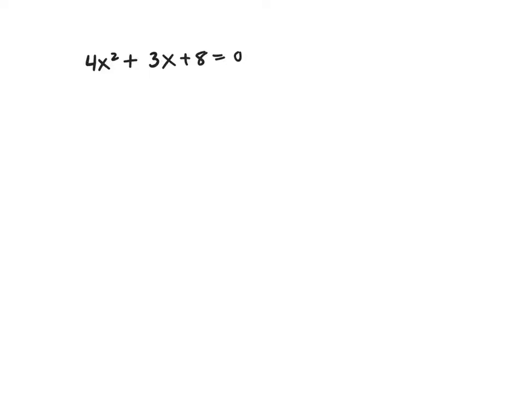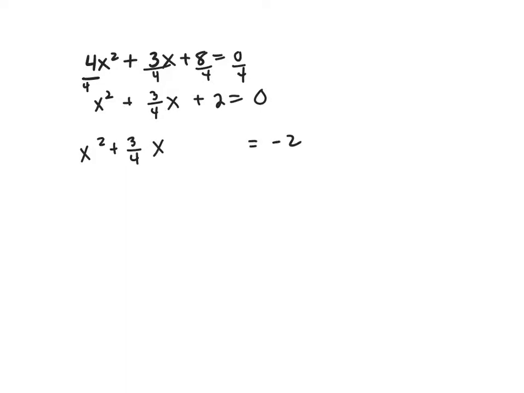Before you can complete the square, the leading coefficient has to be 1. So we have divided every term on both sides by 4. And that leaves you x squared plus 3/4 x plus 2 equals 0. And then the problem asks you to move the constant to the other side. So I subtract 2 from both sides.